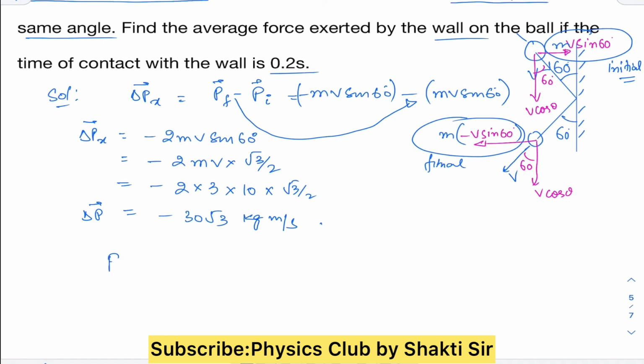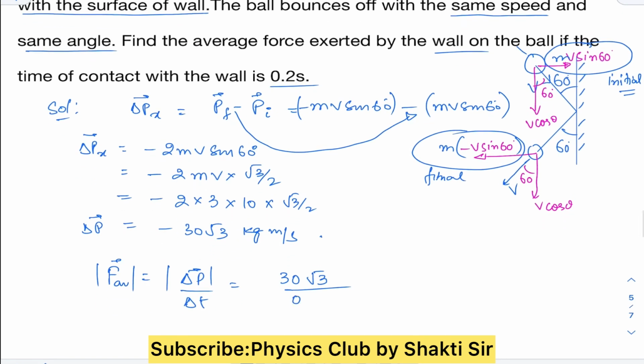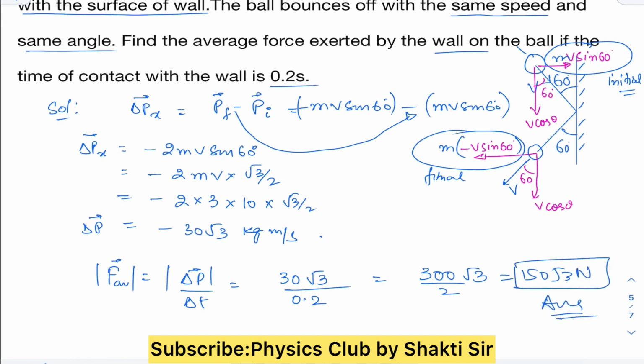The average force is nothing but the magnitude divided by time. The magnitude is equal to 30 root 3, and the time is 0.2. When we solve this, it comes out to be 300 divided by 2 root 3, or 150 root 3 newton. So this is our answer of the numerical.